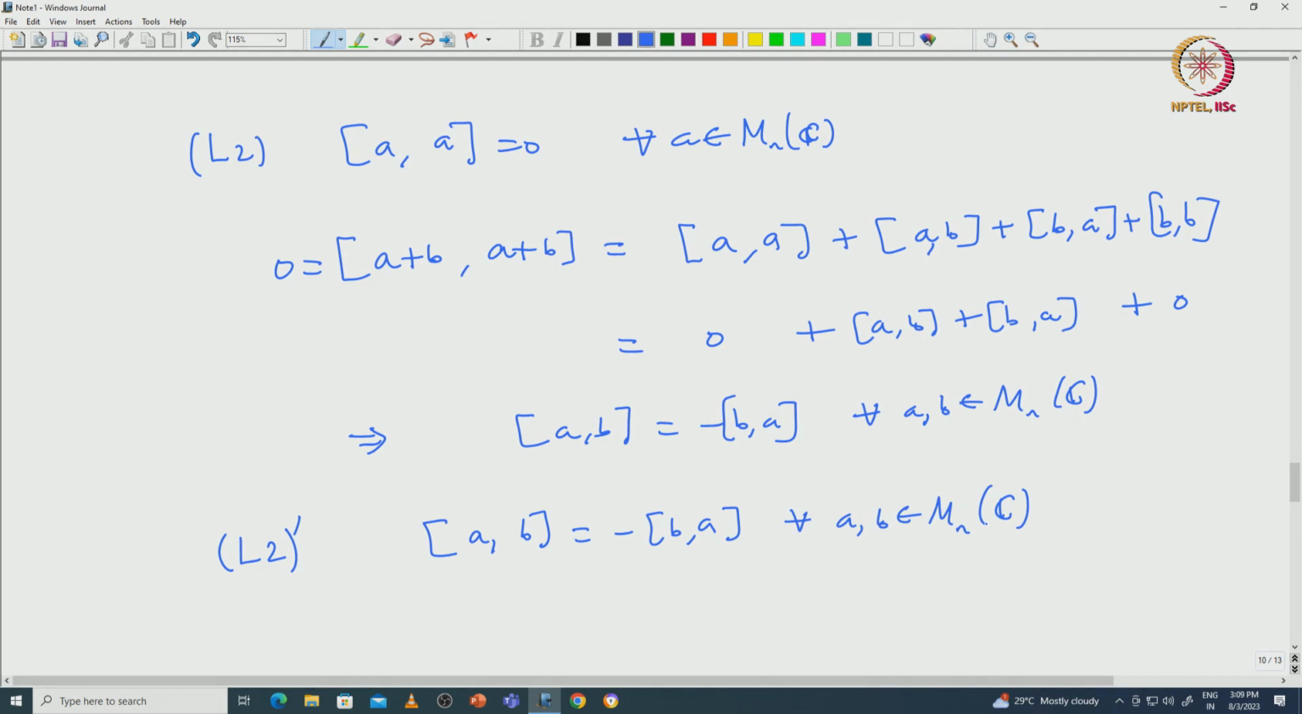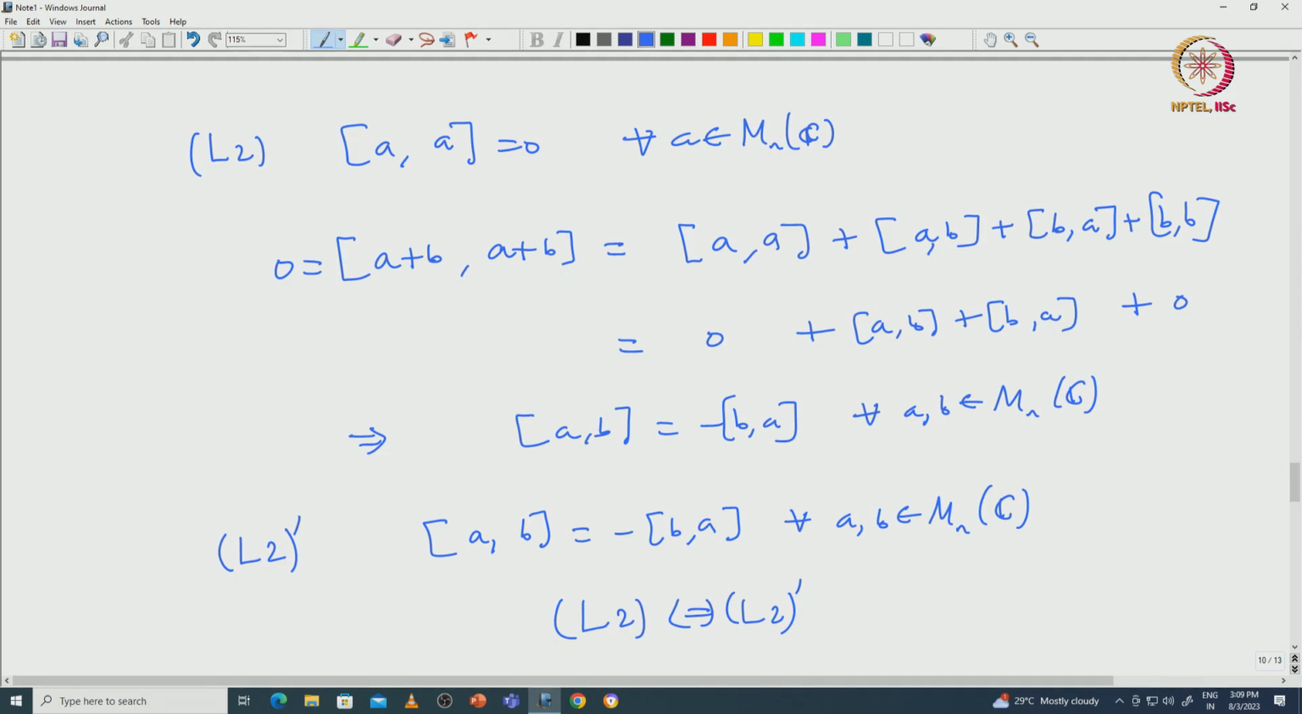Conversely, from L2 dash it is easy to go to L2. For example, you can take B equal to A, then bracket AA will be equal to minus bracket AA. So that means 2 bracket AA will be 0, which implies bracket AA is 0. So that proves L2 is equivalent to L2 dash. Of course, you need this field to have characteristic 0; we are working over complex numbers, so there is no issue with this.